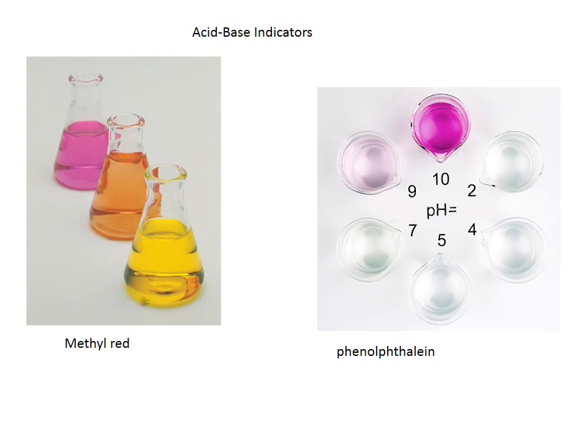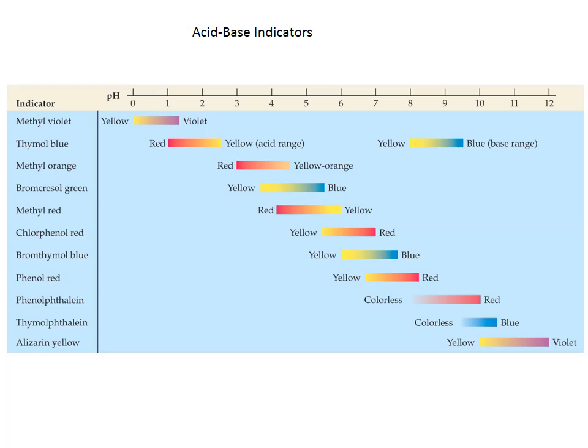On the right is probably the most popular indicator that we use for titrations, which is phenolphthalein, which has a transition range between 8 and 10. So you can see that it is colorless at acidic pH. 2, 4, 5, and 7 are all colorless solutions, and then it transitions to a very pale pink at 9, and then a very intense fuchsia pink at 10 and higher.